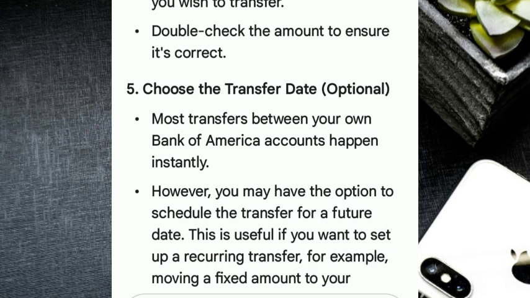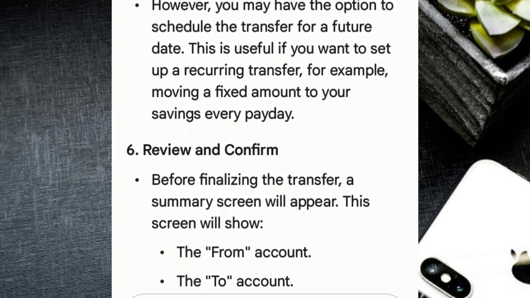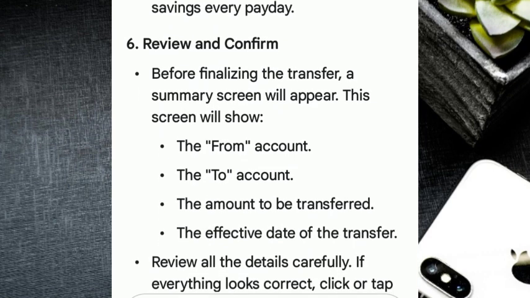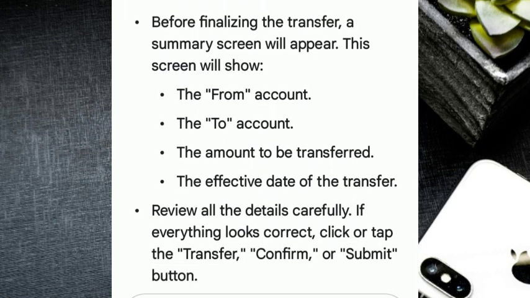5. Choose the transfer date. Optional. Most transfers between your own Bank of America accounts happen instantly. However, you may have the option to schedule the transfer for a future date. This is useful if you want to set up a recurring transfer, for example, moving a fixed amount to your savings every payday.